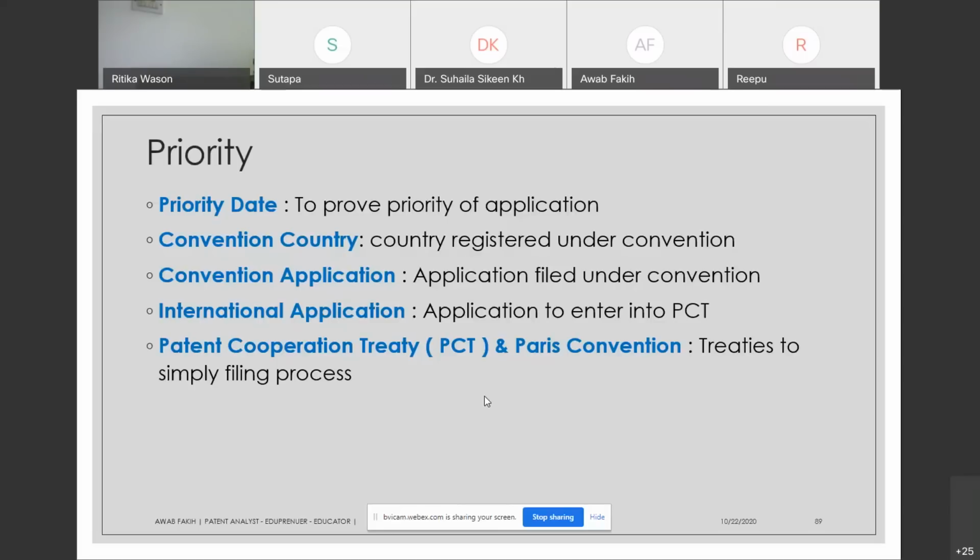So they only follow the application date. That is the reason in India we follow the first-to-file system. So this is very, very important. That is the meaning of priority date, my dear friend.